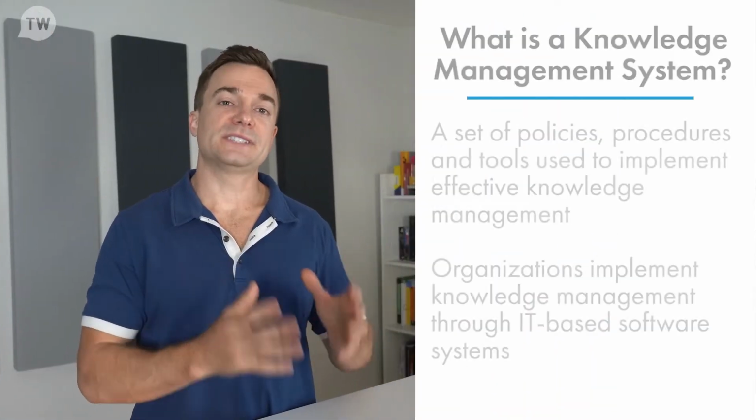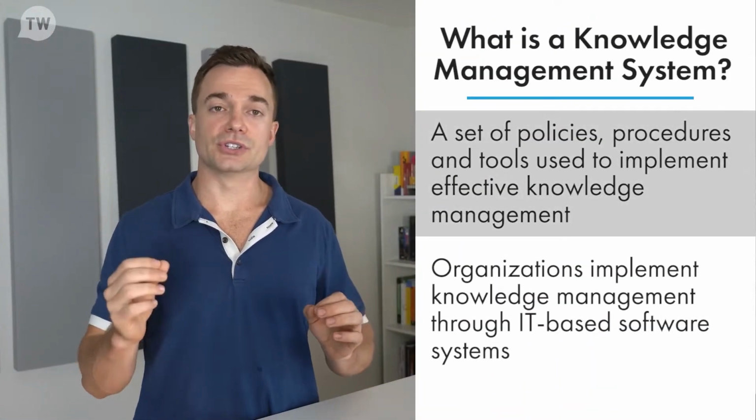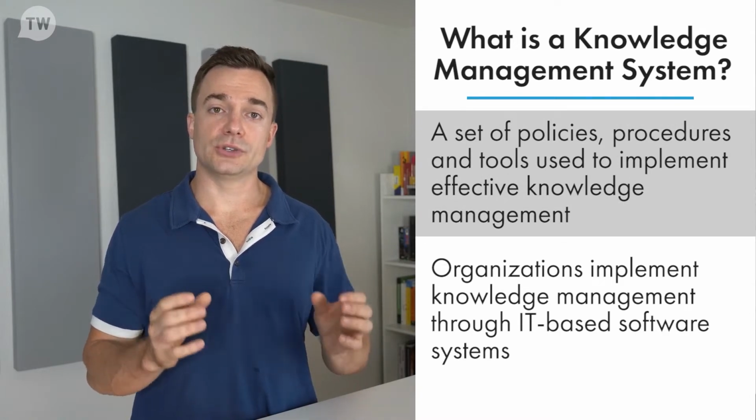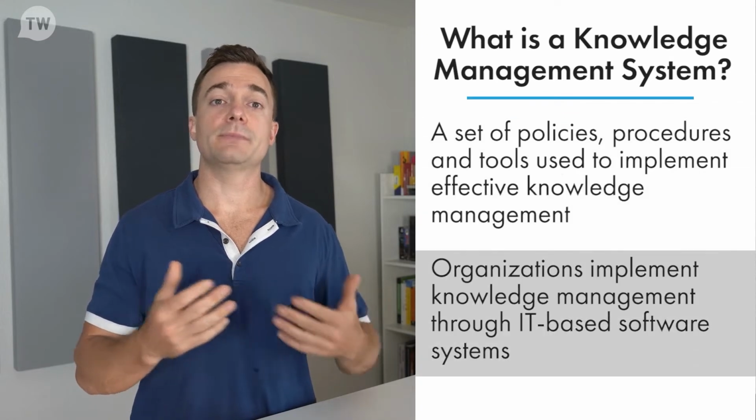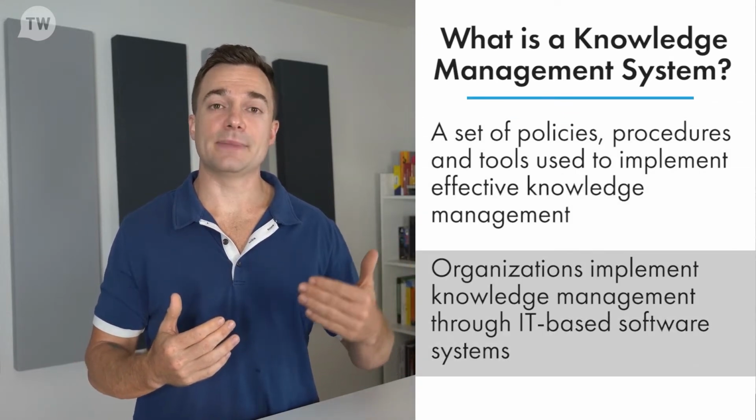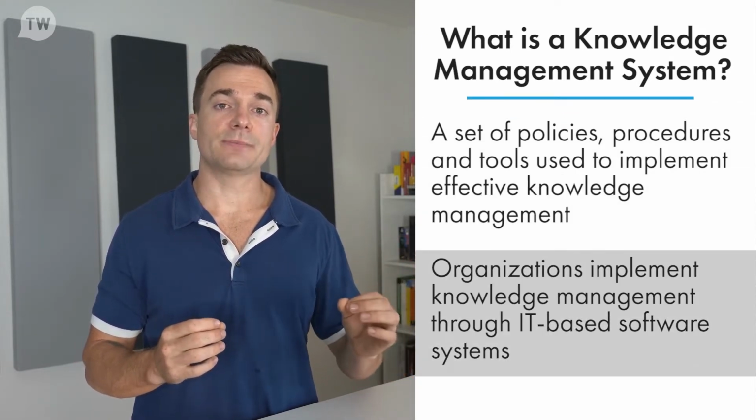So a knowledge management system is a set of policies, procedures, and tools that organizations use to implement effective knowledge management. Organizations implement knowledge management through dedicated IT-based software systems that are optimized for the capture, organization, storage, and sharing of knowledge. And there are three types of organizational knowledge.